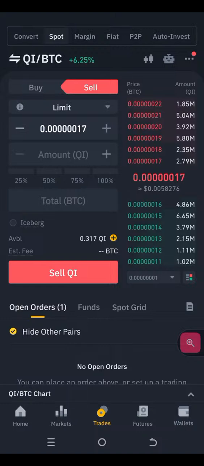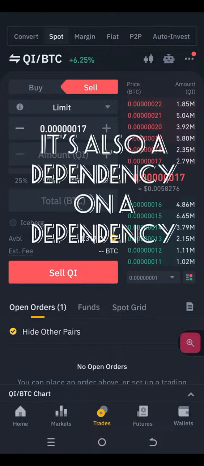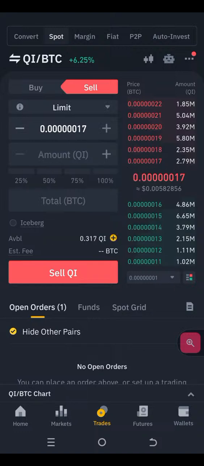Let's look at inter-exchange arbitrage. Inter-exchange arbitrage is also a dependency on a dependency. And what is inter-exchange arbitrage? It's when you buy a particular coin cheaper on a particular platform or exchange and go sell it on another exchange for profit. What are the things involved in doing inter-exchange arbitrage? You need to be sure that the particular coin and the place where you want to go sell it have the same withdrawal network, and that you can withdraw and you can deposit. Those are the very important things.